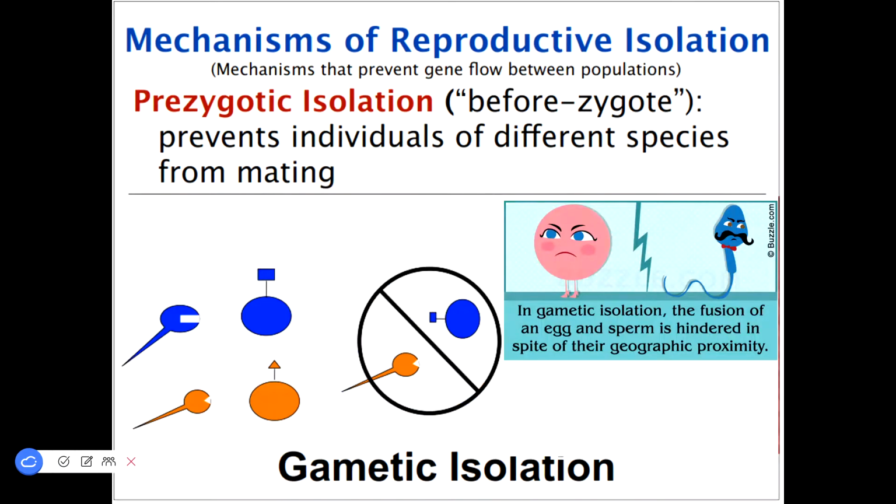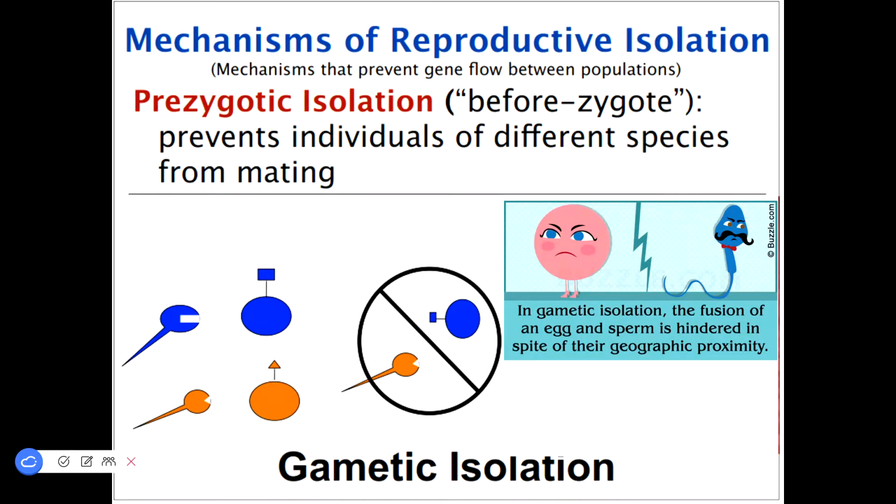Then we also have gametic isolation. So this is still before the zygote because we do not make an egg, but these organisms try to mate. So say our blue frogs and our orange frogs try to mate with each other, the fusion of the egg and the sperm cannot occur. So there's some sort of incompatibility between the egg and the sperm.